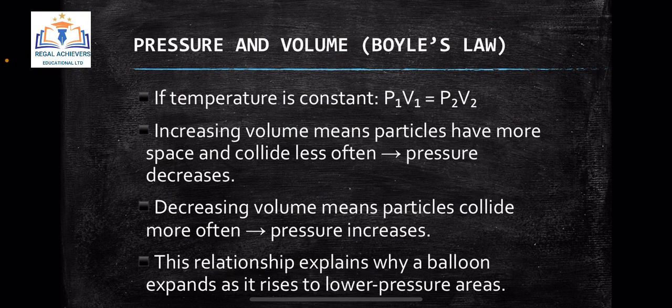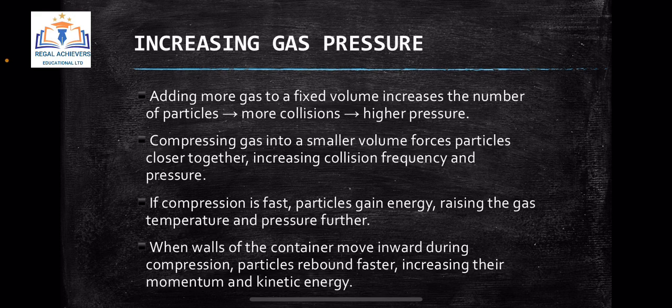If temperature is constant, then we have the formula P1V1 equals P2V2. The initial pressure multiplied by the initial volume equals the final pressure multiplied by the final volume. Increasing volume means that particles have more space and collide less often, which causes the pressure to decrease. Decreasing volume means particles collide more often, which leads to pressure increasing. This relationship explains why a balloon expands as it rises to lower pressure areas.